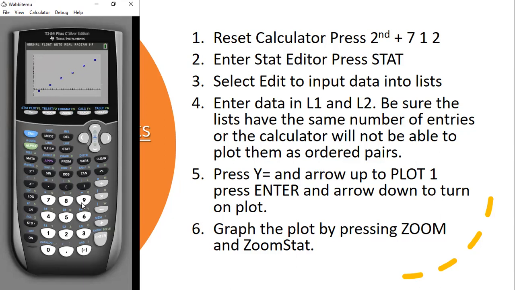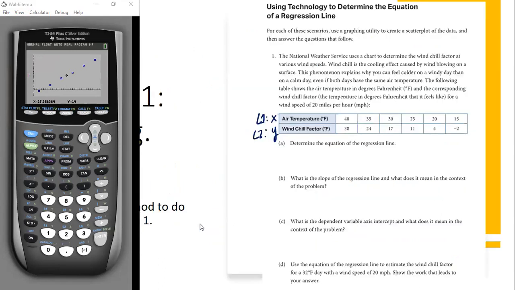All right, based on what we have here, what type of graph do we have? A positive linear. Look at that. So we know that we are determining the equation, so we are looking for a positive linear. Was that terrible? A little bit.